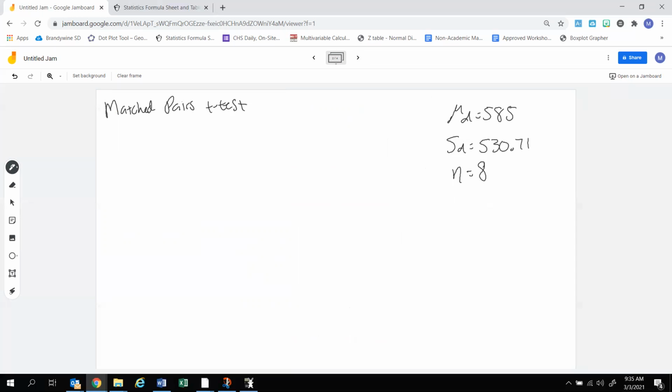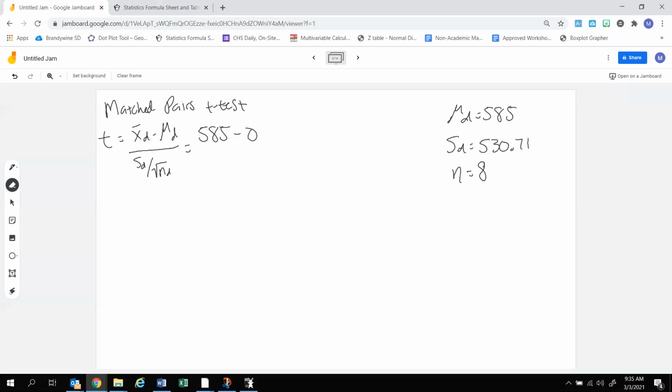Okay, so in a matched pairs t-test, let's go ahead and get our test statistic. We're going to do the average of the differences minus the mean of the differences, divided by the standard deviation of the differences divided by the square root of the number of differences. Okay, so our average is going to be 585 minus the null hypothesis, which is going to be 0.